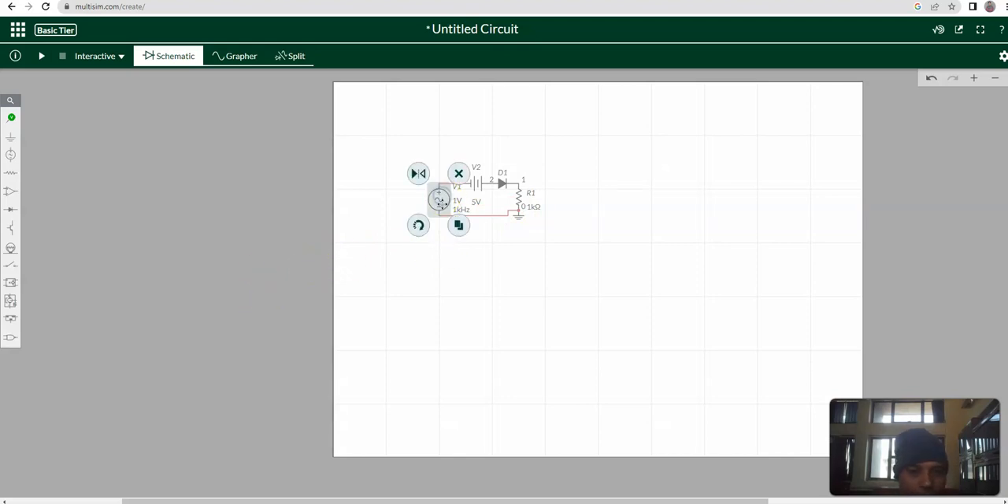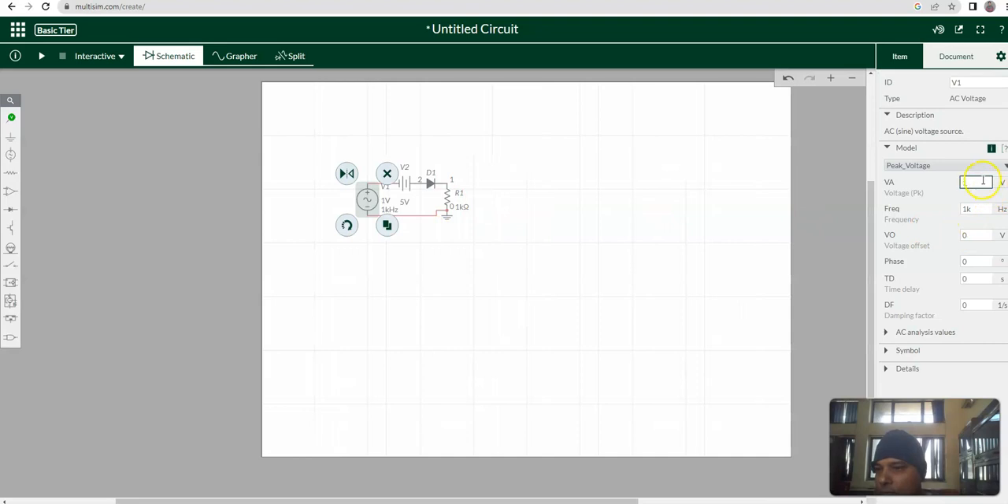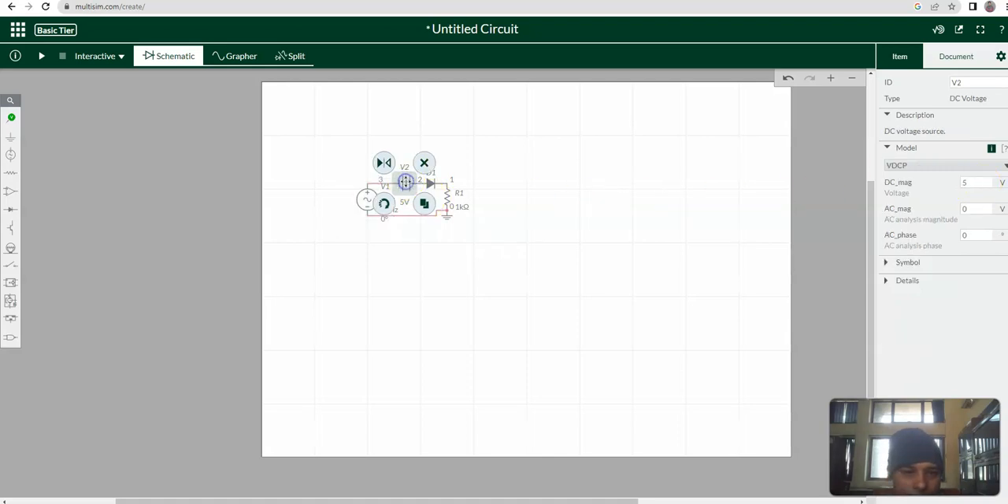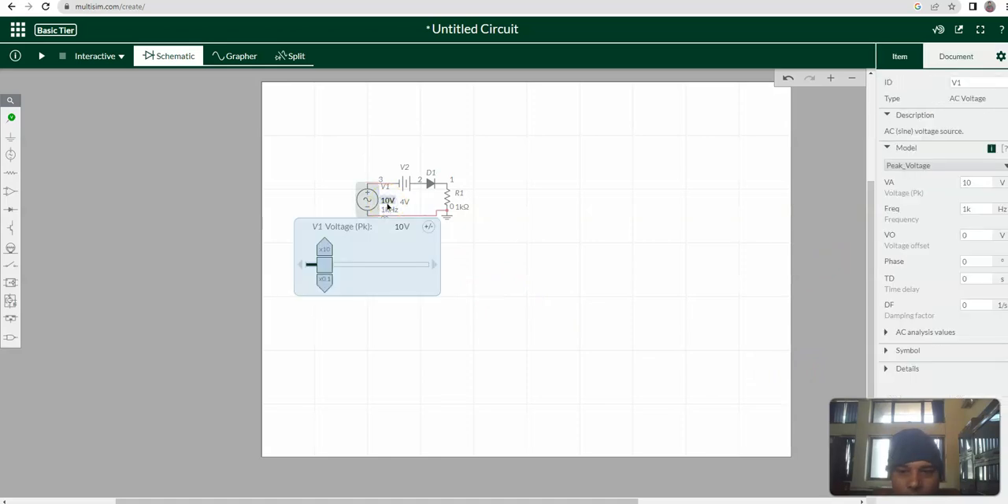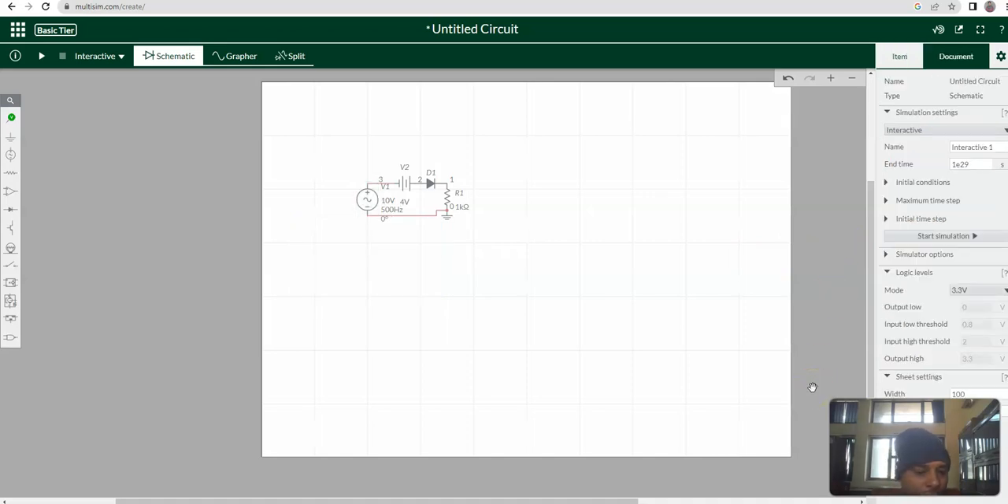Let us change its voltage. Change this voltage to, let us say, 10 volt, and here let us say 4 volt. Okay, let us change frequency also, let us take it as 500 hertz. Okay, so this is the circuit which we made in the class, and we have to observe the output.